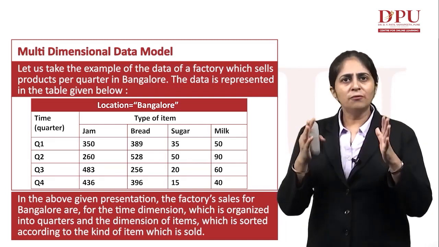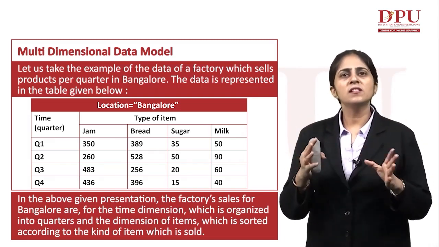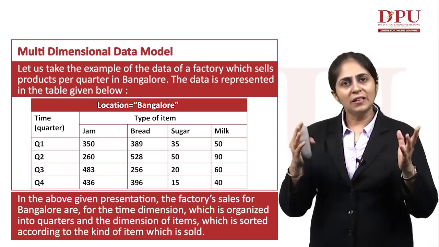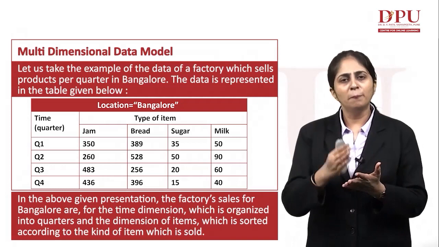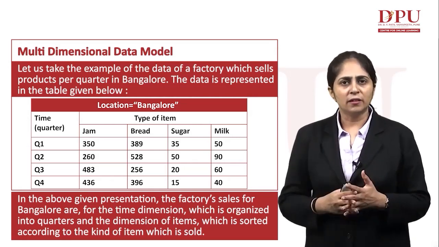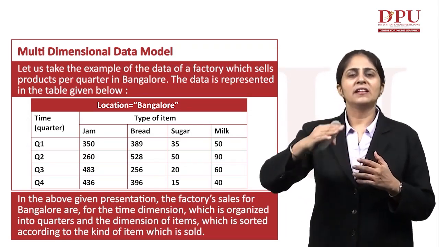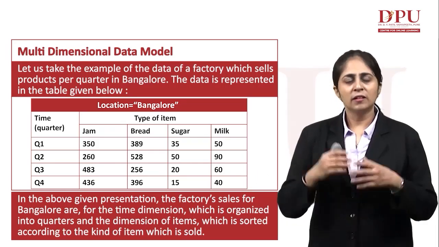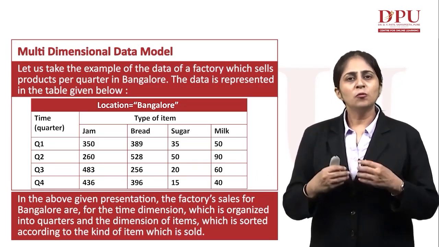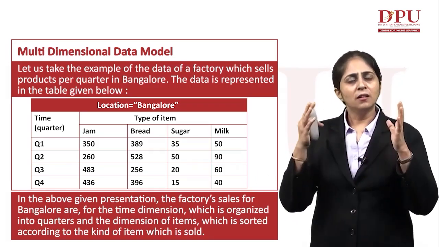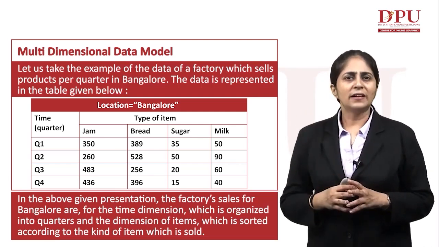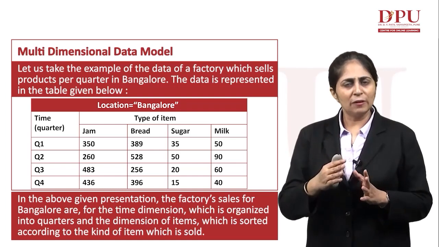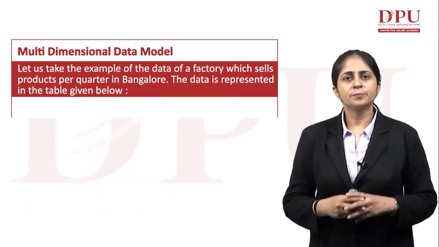Now here we have considered the location as Bangalore. We are talking about the factory in which the items sold are jam, bread, sugar and milk. And we have divided it into different quarters. That is a time dimension. So we are viewing our data for the location of Bangalore and we have divided it along the time dimension into 4 quarters.